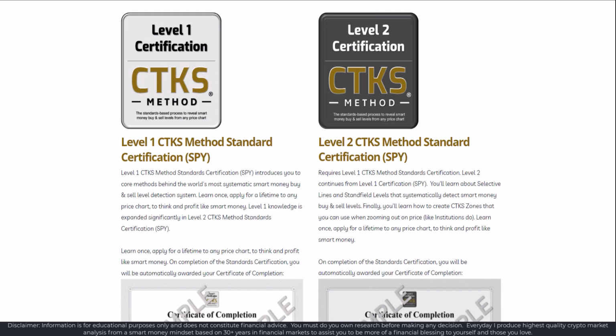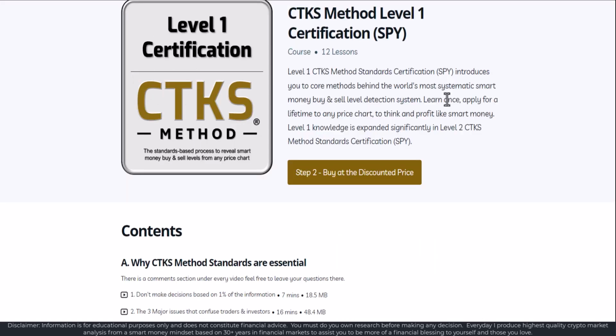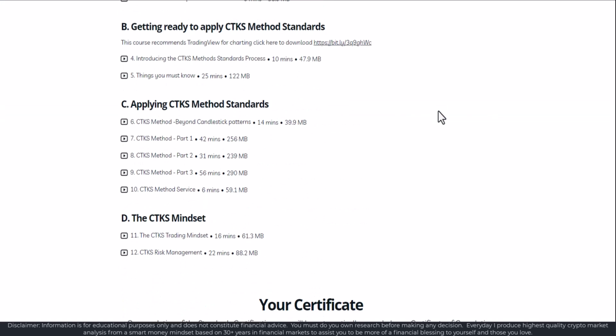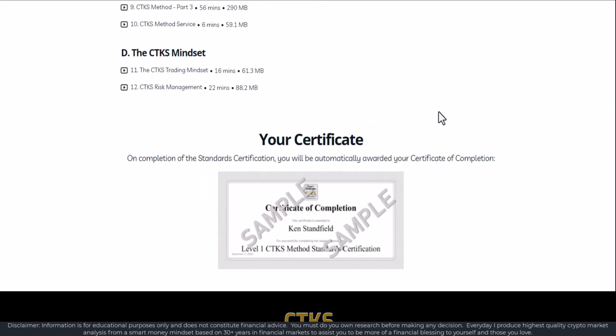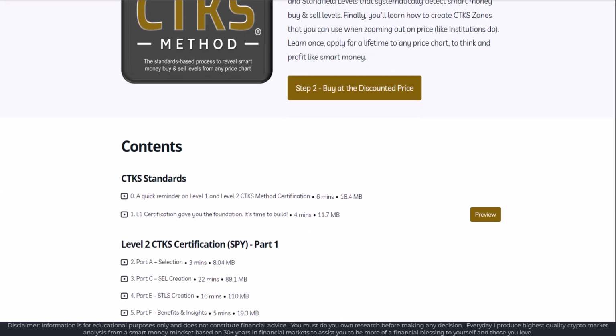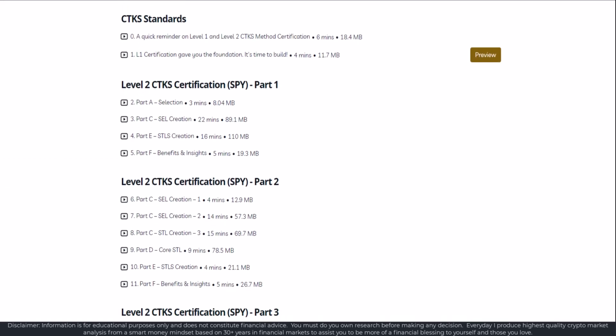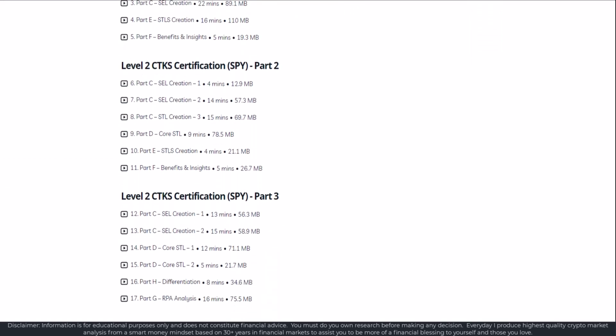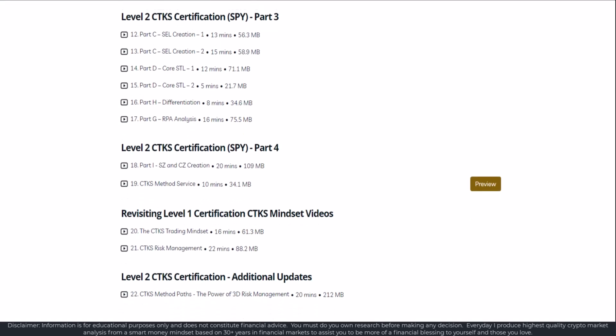To create a census on price analysis requires a scientific process called the CTKS method, and it requires Level 1 standard certification and Level 2. Level 1 standard certification are the basics, the fundamentals that you need to know. The rubber hits the road in Level 2 standard certification, which is where you use your knowledge from Level 1 to understand how to mark up these SLs.